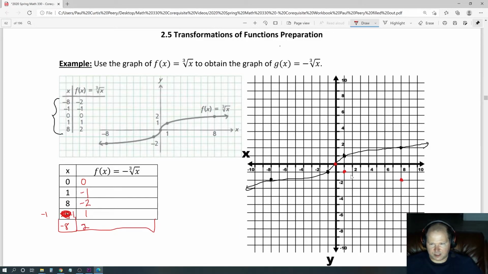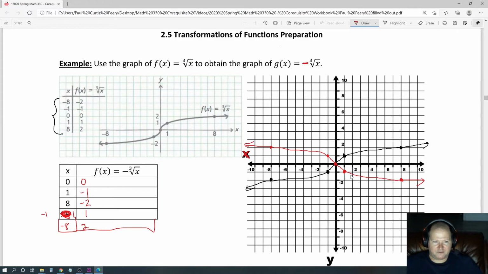Okay, so we'll just finish this out over here and here. Okay, excellent. So we draw a line roughly through these points, try to smooth it out a little bit, and this is what we get. And sure enough, it did in fact flip along the x-axis. So when we put this negative in front here, it flipped the original or parent function.